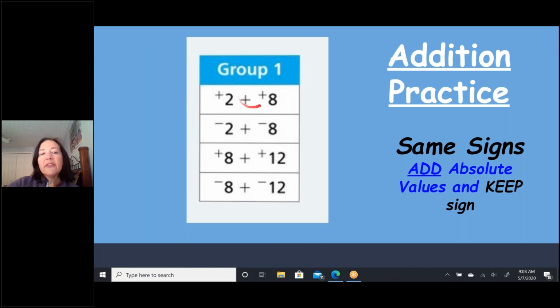For instance, in this group, all of the problems were adding two numbers with the same sign. So this is a positive plus a positive, this is a negative plus a negative. And whenever we have the same signs and we're adding, we add the absolute values and we keep the sign. So Tashana, the first problem is positive 2 plus positive 8. Will our answer be positive or negative?